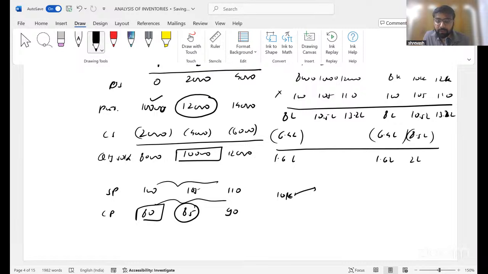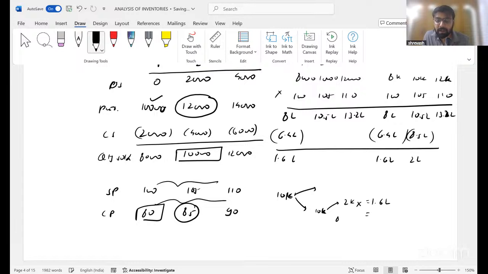Sir, but in case of FIFO, that is where the complication kicks in. I have sold how much? I have sold 10K. Remember, I had opening stock. I will have to sell that first because of FIFO as a method. So sir, the entire 2000 I will sell first, at what rate? At 80 rupees, because it is opening stock. So 2000 into 80, that comes to what? That comes to 1,60,000.